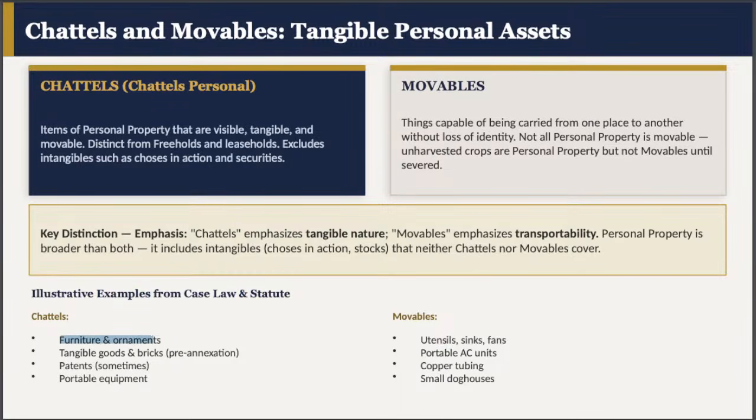Chattels, furniture and ornaments, tangible goods and bricks that are pre-annexation. So the bricks before they're put onto the building are considered chattels and movables. But once they're on the building, those bricks become part of the structure and the immovable property. So again, just like crops are immovable until they're severed, the bricks are movable until they're set in place and laid into the building.